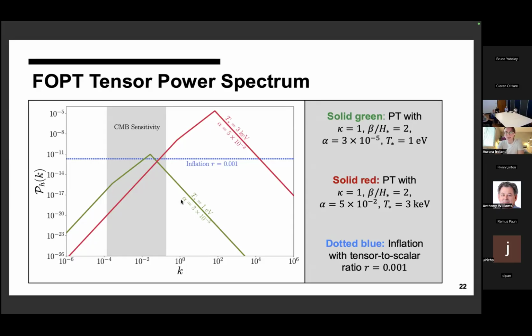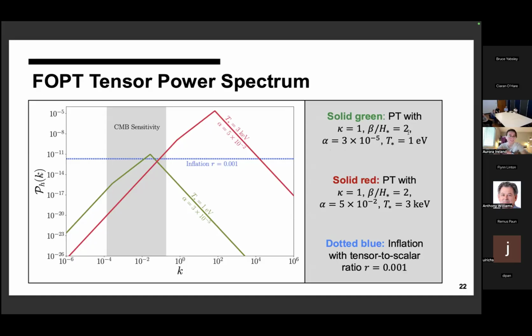So this is the time, and then the alpha, the strength. The strength is 3 times 10 to the minus 5. Why is it that small? We needed to make it that small to avoid various constraints. You would expect a larger value of alpha for a super cold phase transition, but to be in accordance with the constraints, we have to make it this small. And then we're taking kappa of 1. This is consistent with that value for alpha. And then beta on H star of 2, which is very long.